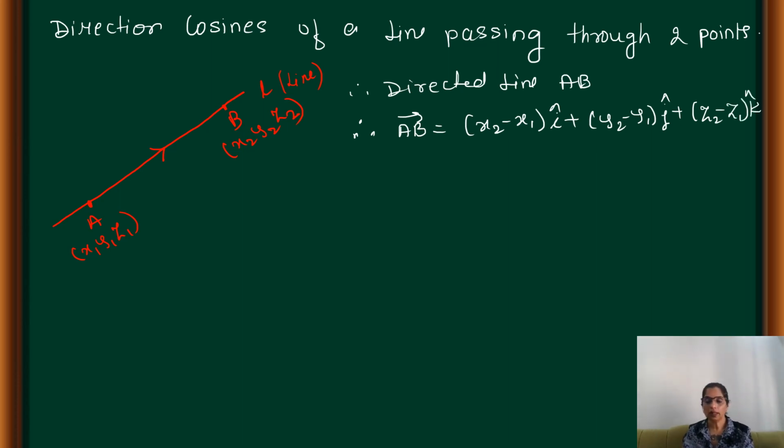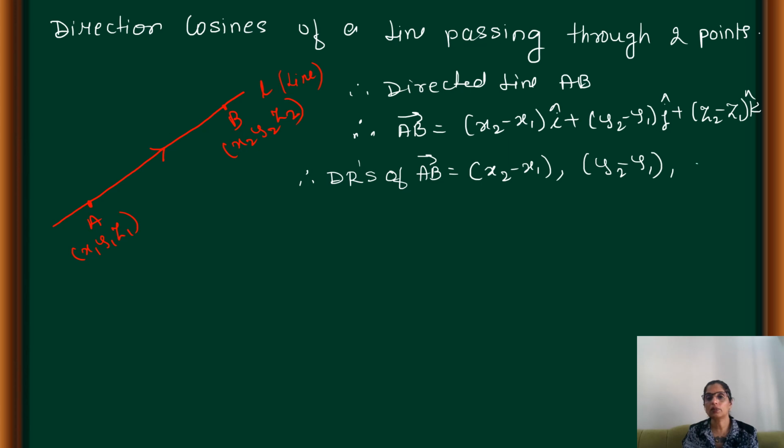Perfect. All right. Now, what are the direction ratios of AB vector then? Therefore, direction ratios of AB vector are the scalar components which you can see in the vector. What are the scalar components? The scalar components are x2 minus x1, y2 minus y1 and z2 minus z1. Are we clear? These are the scalar components.